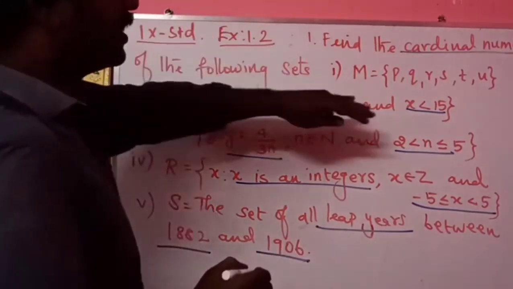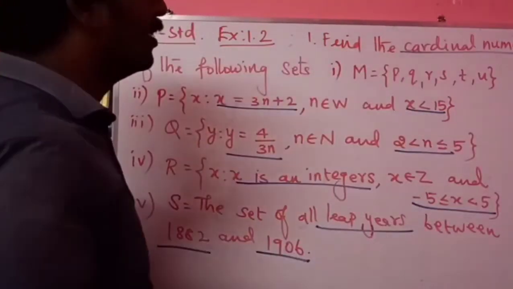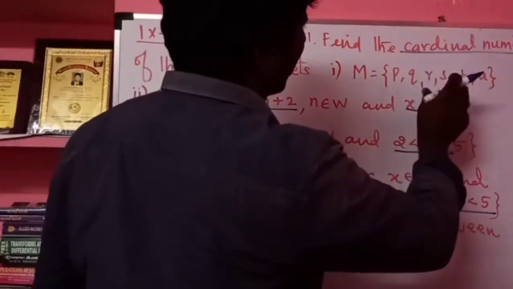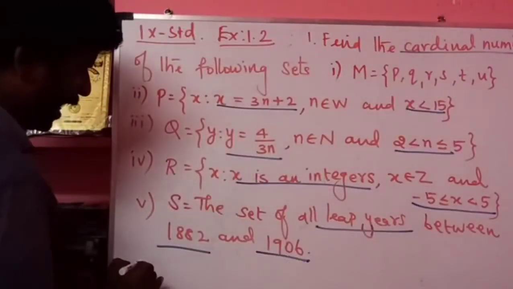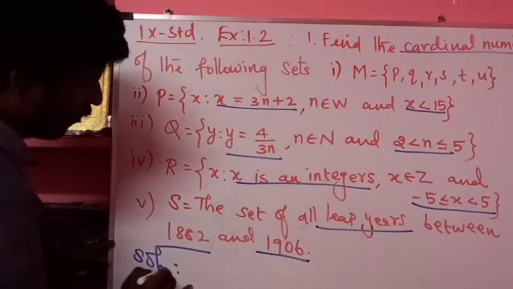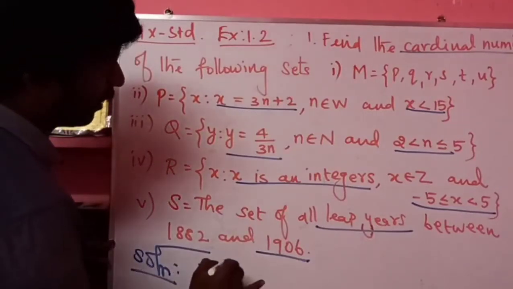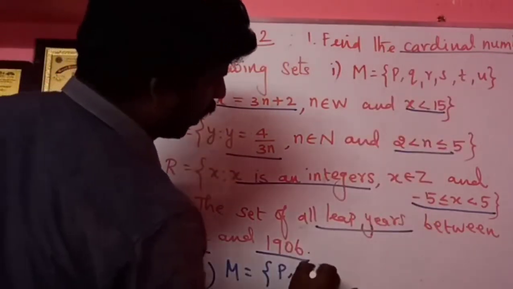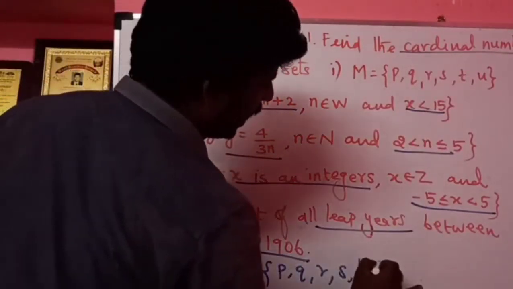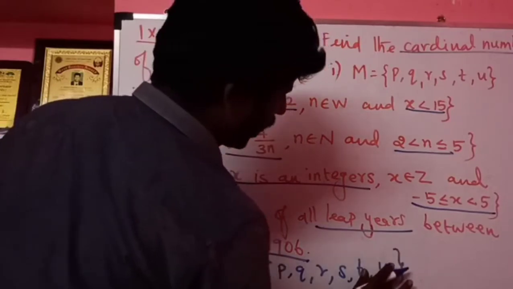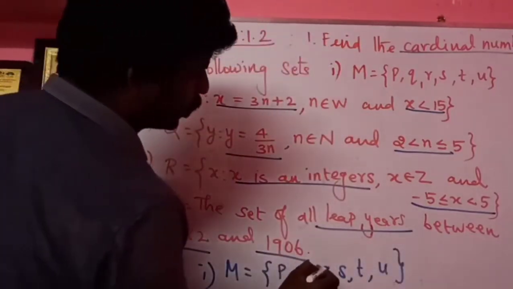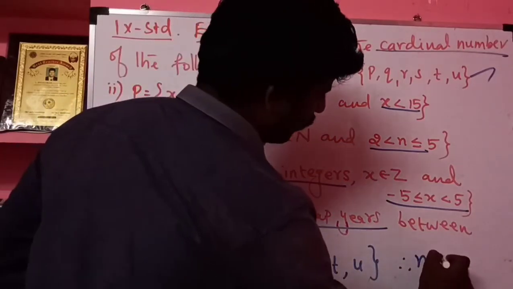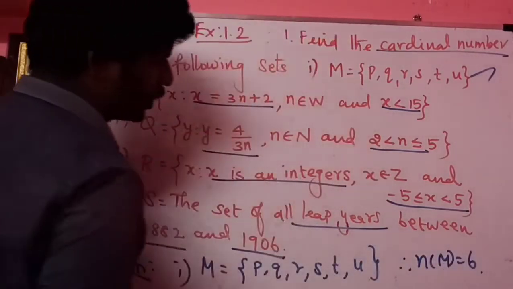Right? Now what is meant by cardinal number? Cardinal number means we find out how many elements are there in a set. See the solution for the first one. What is given? M is equal to {P, Q, R, S, T, U}. So here how many elements? 1, 2, 3, 4, 5, 6. Therefore, n(M) is equal to 6.